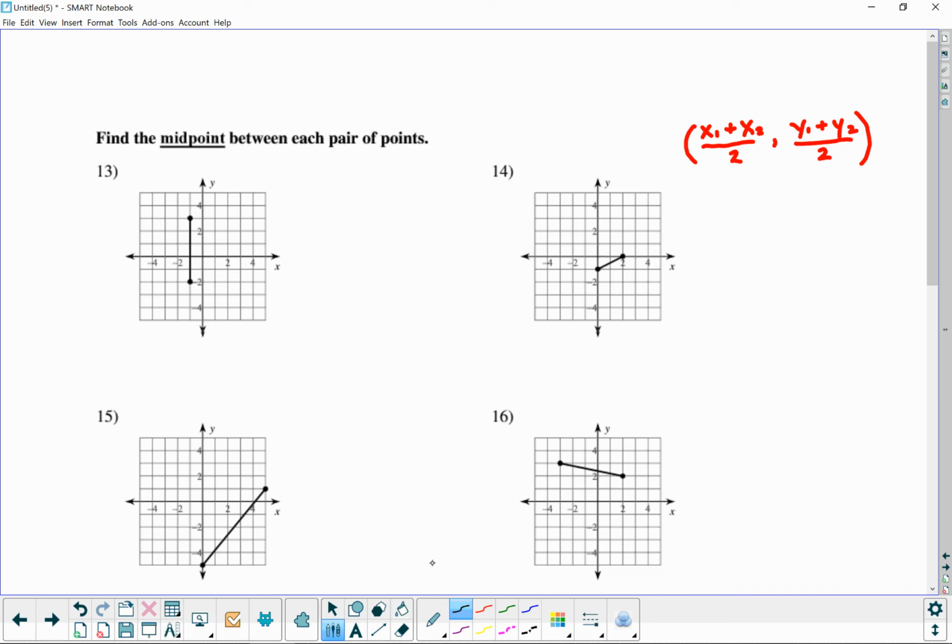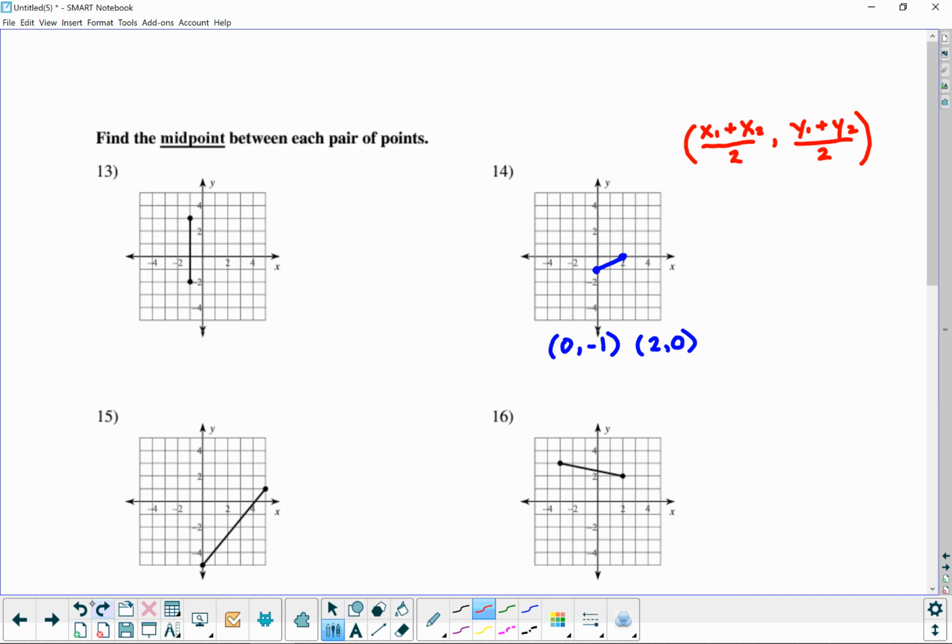All right, so let's just look at number 14, and let's look at the points. The points for this are going to be that point and that point. And we want to find the midpoint, or where the middle is. So you have to look at what the points are. The first point is going to be 0 comma -1, and the second point right there is going to be 2 comma 0. When it says x1 and x2, that means we're talking about the first x and the second x.